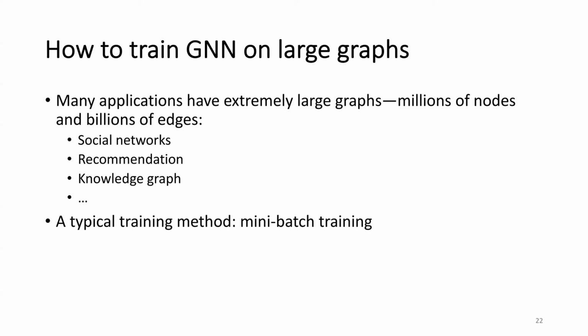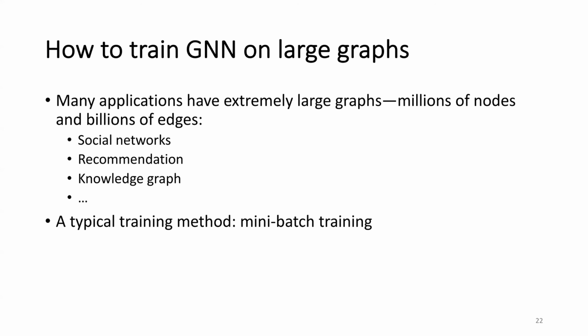Some of the domains in which those things arise are social networks, where you would like to be able to compute embeddings for individuals in very large networks; the recommendation setting, computing embeddings of millions of products and millions of users; as well as very large knowledge graphs.